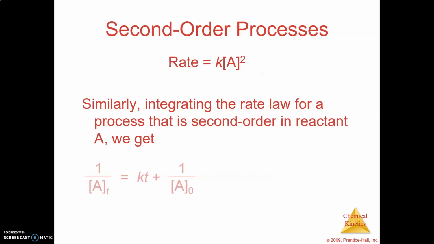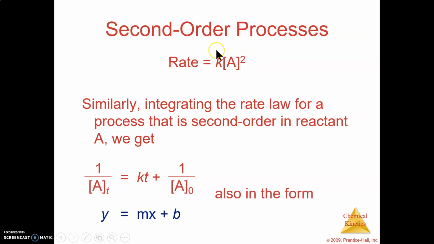Now let's look at second order processes. So instead of having [A] with a 1 exponent, now we're going with a 2 exponent because it's a second order process. That's the only difference here. So what would we look at? We're not going to be looking at natural log. What we're going to be looking at is the inverse. So the graphs we're concerned with: do I have a natural log graph? Do I have the inverse of the concentration versus time graph? Or do I have just the normal concentration versus time graph?